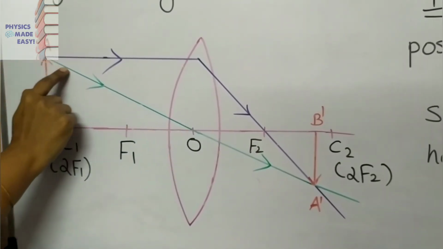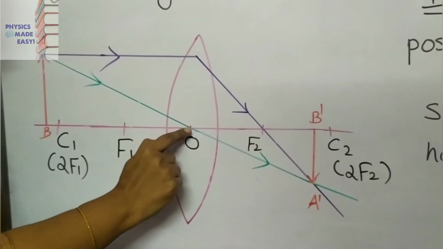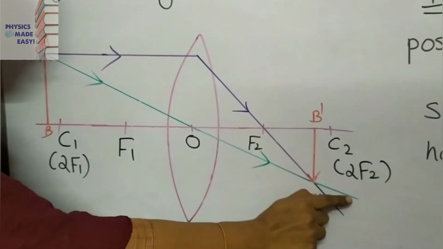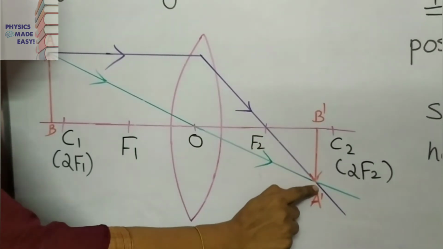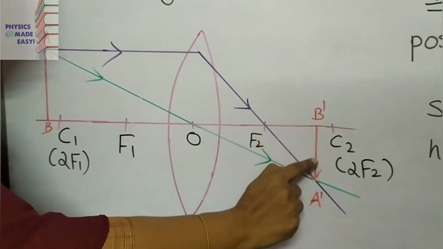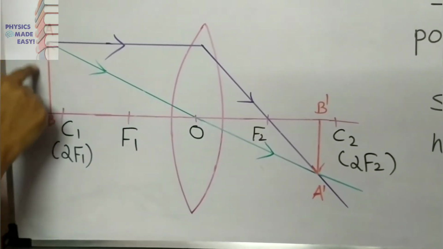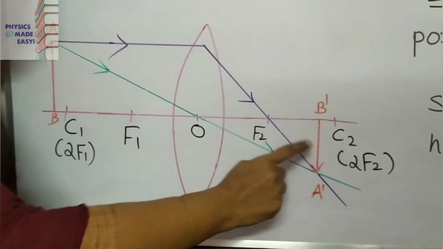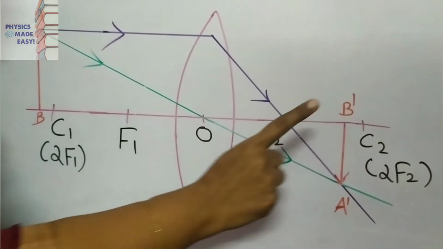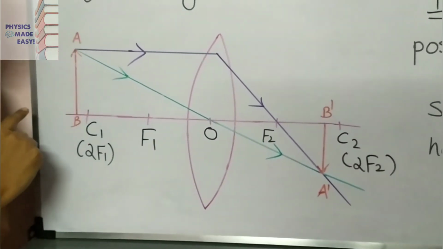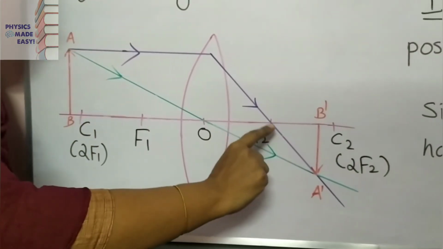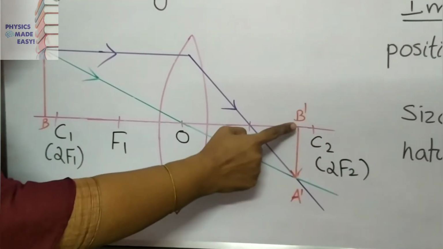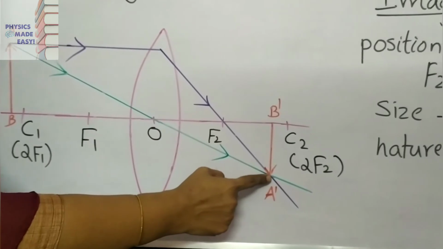Another ray that is passing through the optical center, you know for this ray no deviation there. Here you can see these two rays are intersecting at a point here. That means here you are getting the image of this object AB. Image you can see as A dash B dash. You are getting that image between F2 and C2. So if you are placing object beyond 2F1, you will get an image between F2 and C2 or F2 and 2F2. Here you can see this is a real and inverted image.